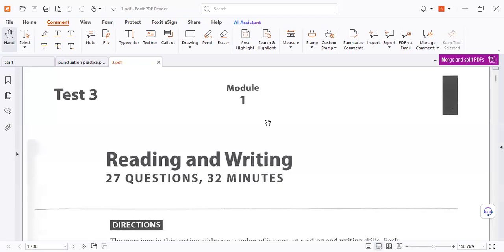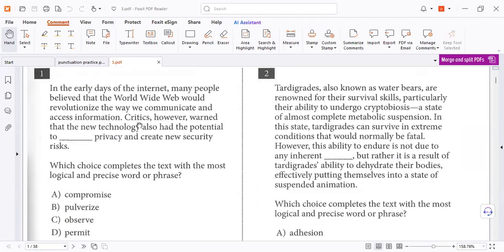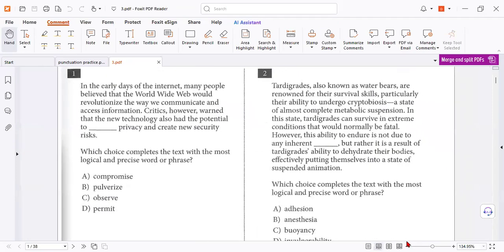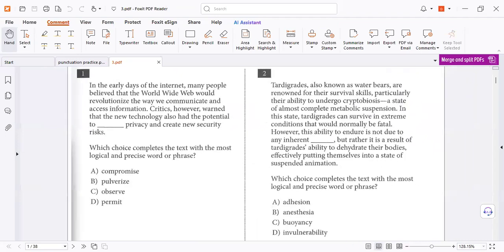Now, Omar, let's correct test number 3. Let's follow the rules. If it's correct, we'll skip it. If it's wrong, we'll answer again. Number 1, what is your answer? Letter E. Letter A.